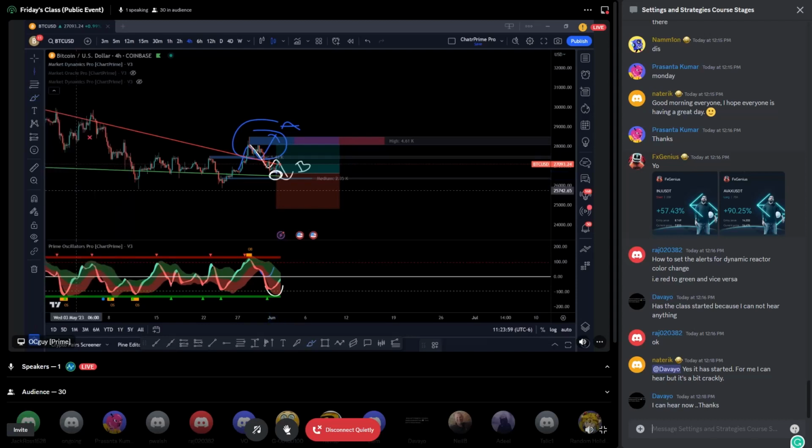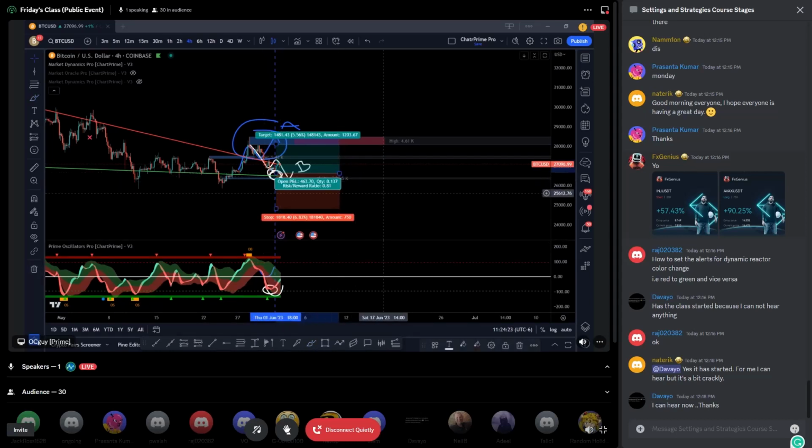So let's take a look at this one. I entered right there, and as you can see, I already had the flip of the ribbon, correct? And then I was just waiting to touch that support. So I want to have both support and the flip of the ribbon, or resistance and the flip of the ribbon. That's what I'm looking for in terms of either longing or shorting.